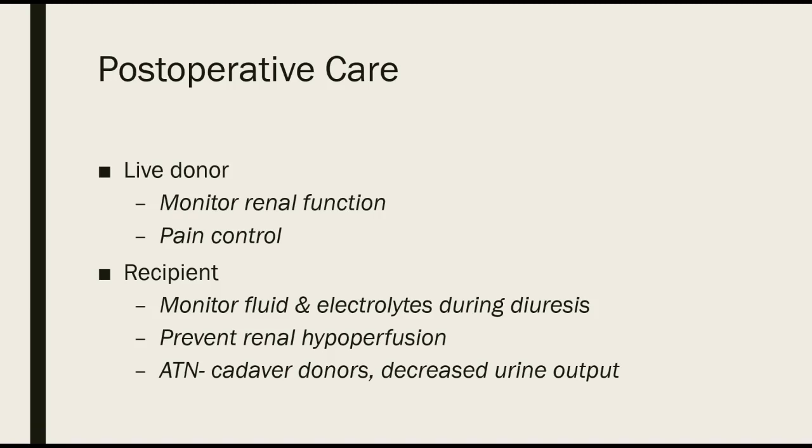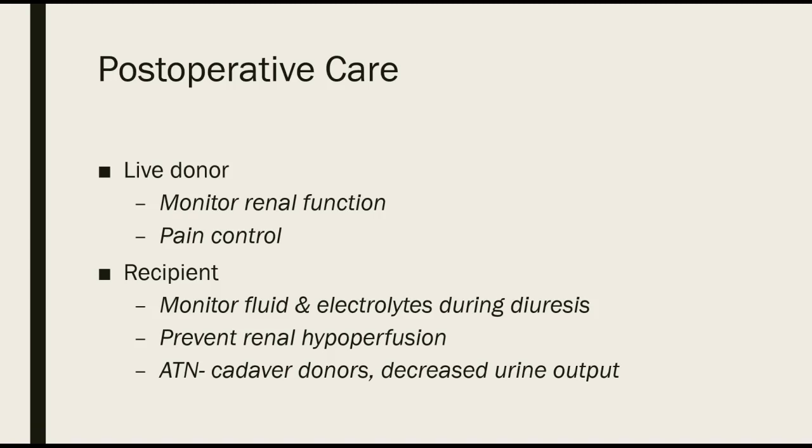We want to make sure we're preventing any renal hypoperfusion. We want to make sure those kidneys, the new kidney, is getting the proper perfusion. Acute tubular necrosis can occur, and this happens more commonly in cadaver donors or deceased donors when there's a prolonged amount of time that the kidney is out of the body before it's transplanted. It's going to increase the amount of ischemia that's happening. This person receiving this cadaver donor may need dialysis initially to kind of help with that.